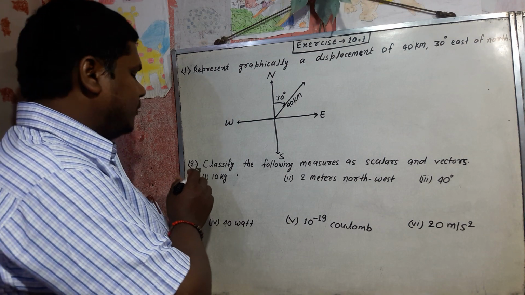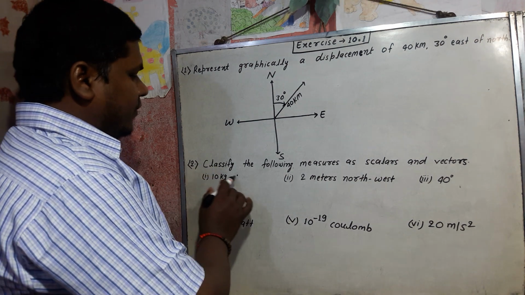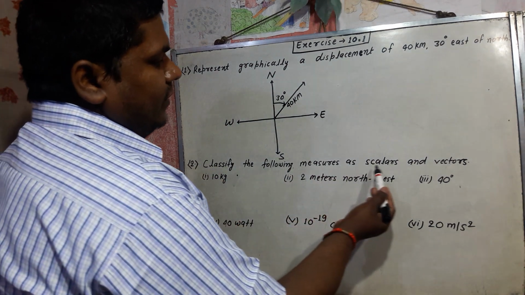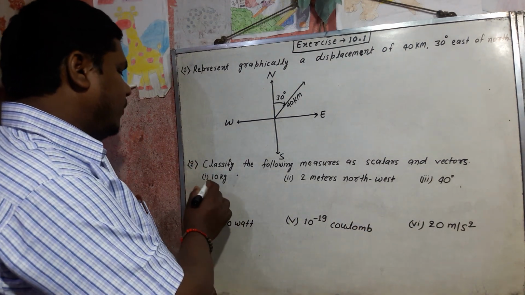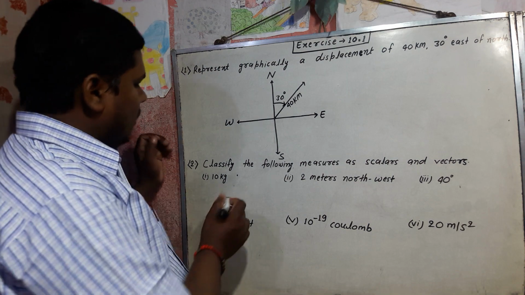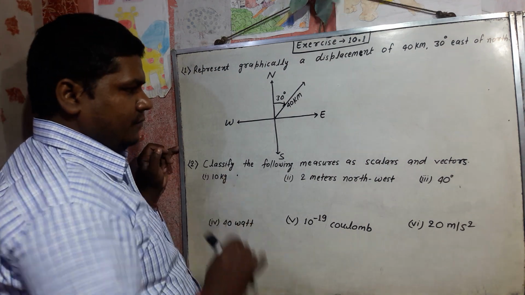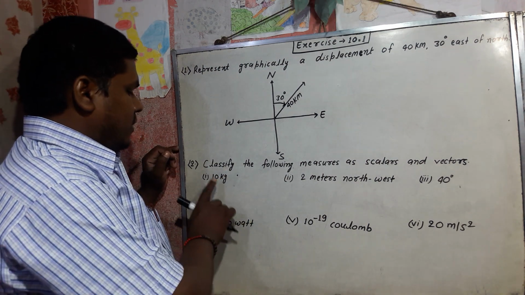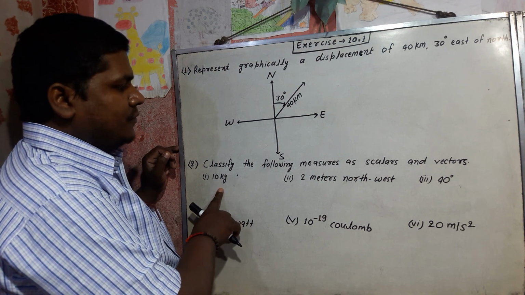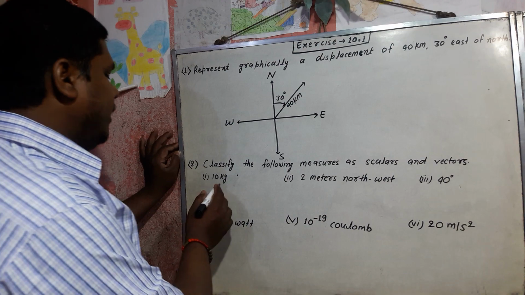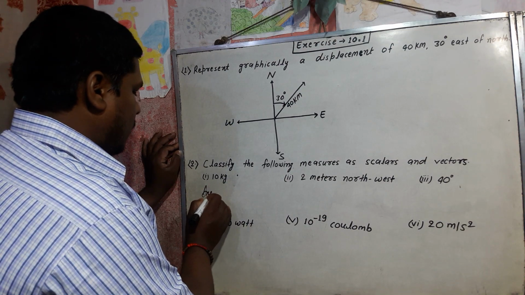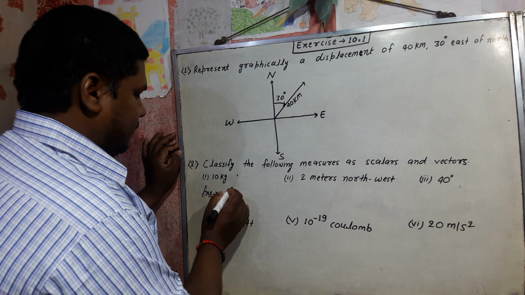Number 2 question: Classify the following measures as scalars and vectors. Number 1, 10 kg. Here the given quantity has only magnitude, so it is a scalar quantity.